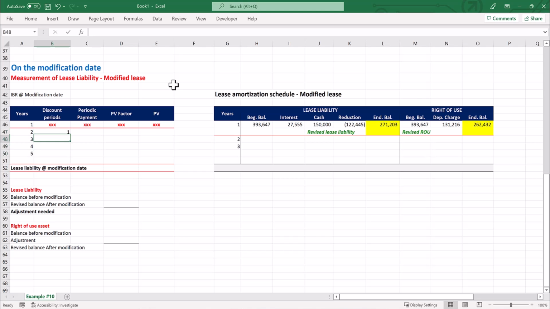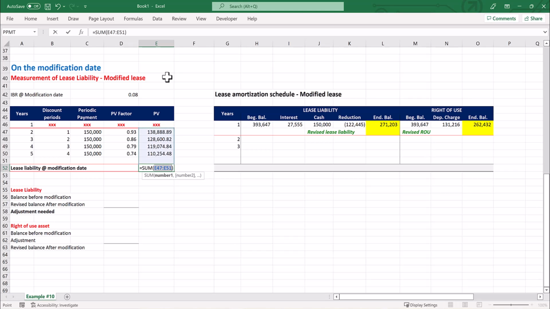Insert the discount period for the remaining 4 years in the lease term. No change in the consideration for the lease modification, so insert the same periodic payment of 150,000 for the years from year 2 to year 5. The revised discount rate of 8%, which is the lessee's incremental borrowing rate at the end of year 1, the date of modification. By calculating the present value factors at the date of modification using the revised discount rate of 8%, then the present values for the annual lease payments, then adding up this column, we get the revised lease liability on the date of modification.